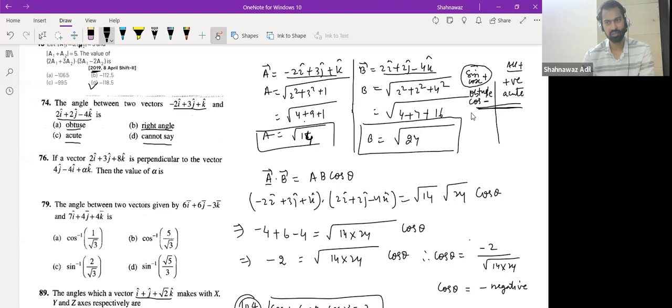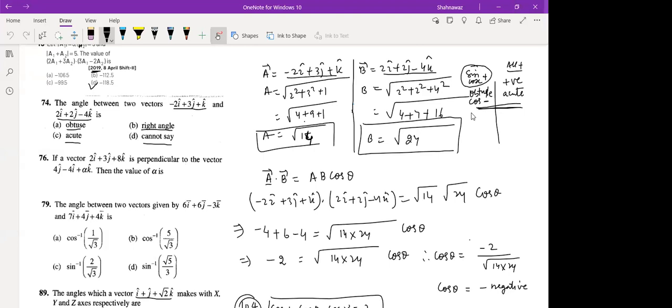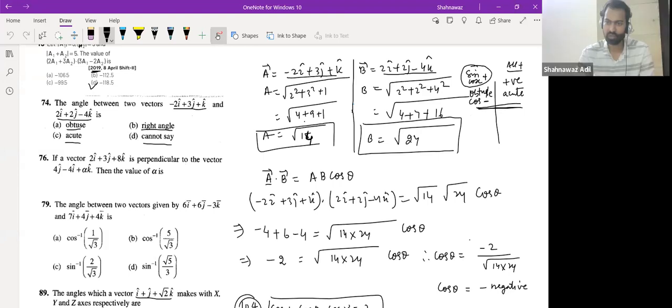Yes, understood. Rishta, Akib, and Martin. Yes, sir. So we are getting cos theta to be negative, which means that it is lying in the second quadrant, which means that the angle is what? Obtuse. So this is the answer. If it is not clear, you can ask again, and if it is clear, then we'll go on to the next question.